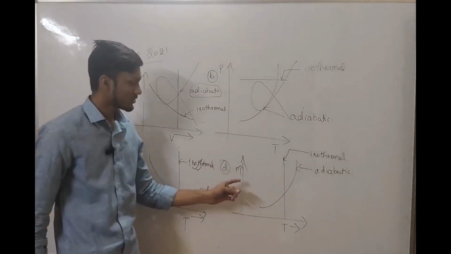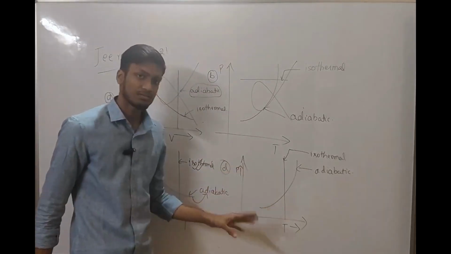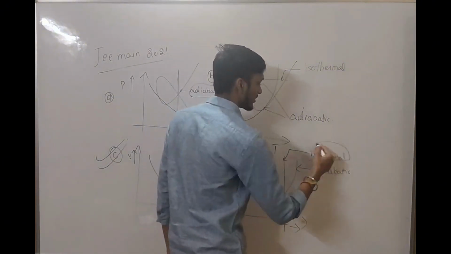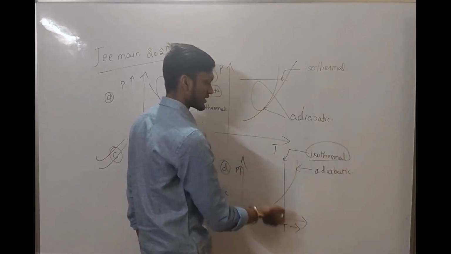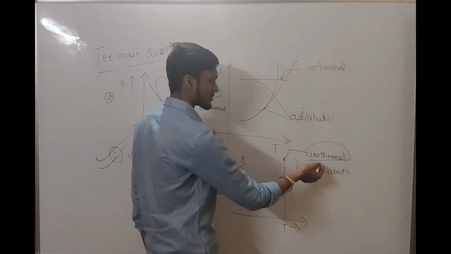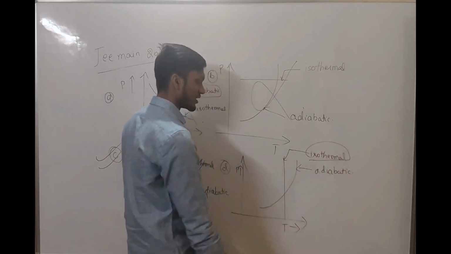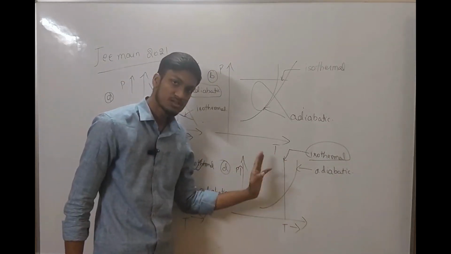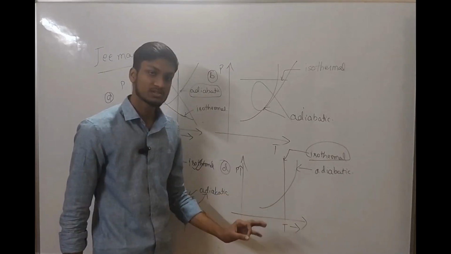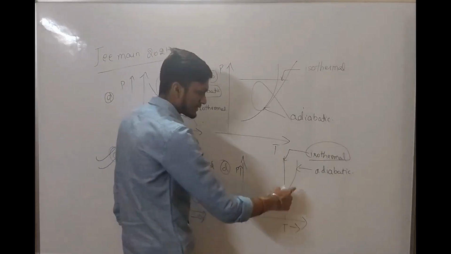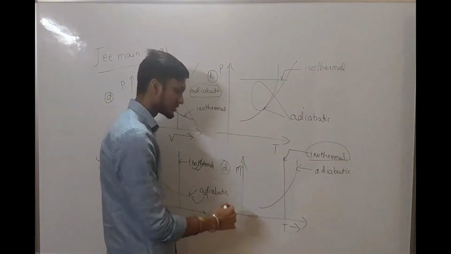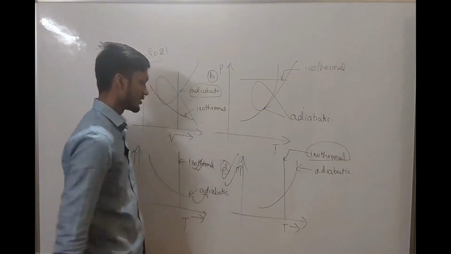Again, for the D option, let's analyze it. PT graph, where T is constant and it is an isothermal process. If this line represents an isothermal process, definitely that is a true option because this line has a constant temperature throughout its process. In this PT graph, this line is an adiabatic process. So this is also a correct option.